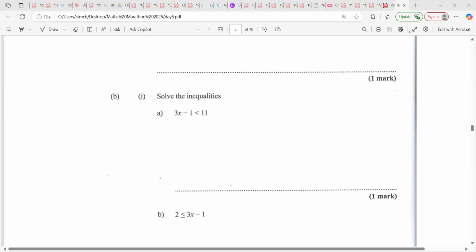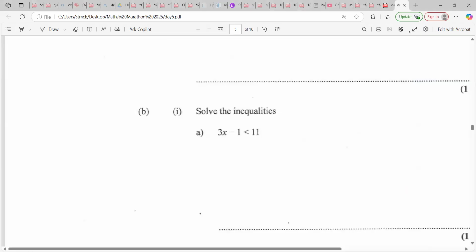So it says solve the inequalities. We did one of these the other day, right? So I bring it back. So we have to take the inverse of whatever is happening to x, right?